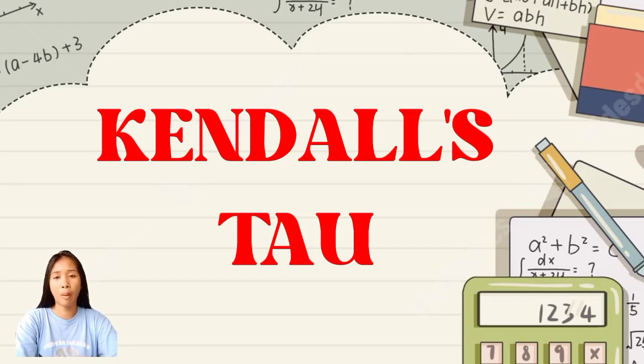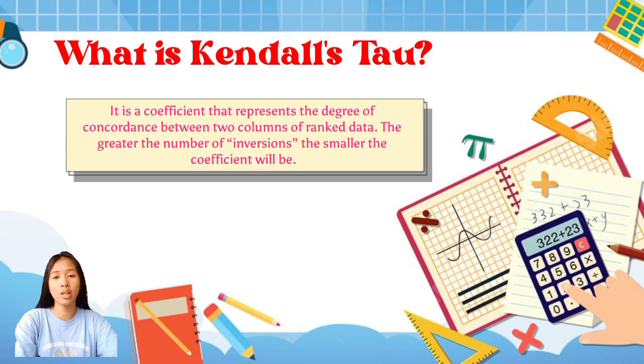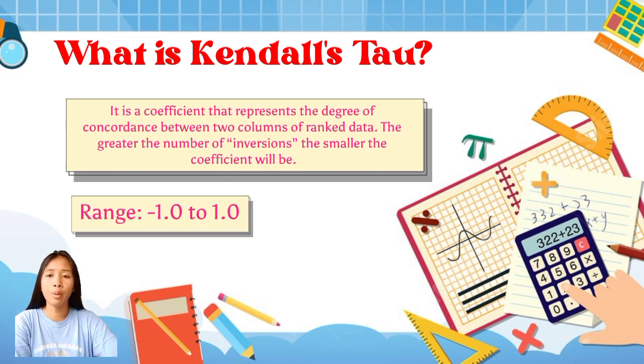Today I'll be talking about Kendall's tau. What is Kendall's tau? It is a coefficient that represents the degree of concordance between two columns of ranked data. The greater the number of inversions, the smaller the coefficient will be. I'll get into an example to show you what an inversion is. The range is negative 1.0 to positive 1.0.